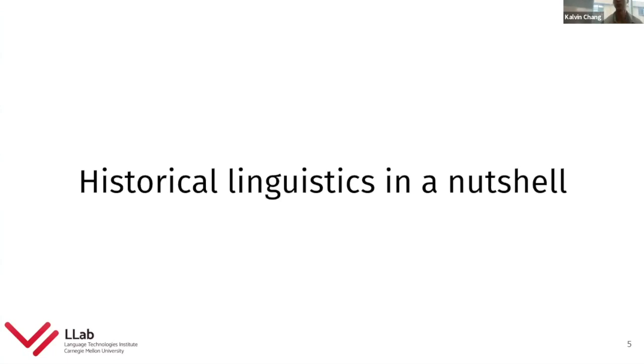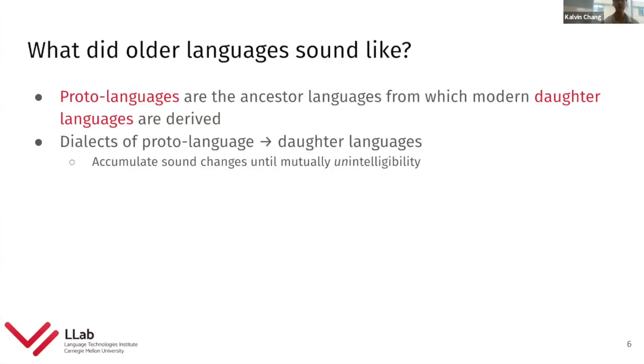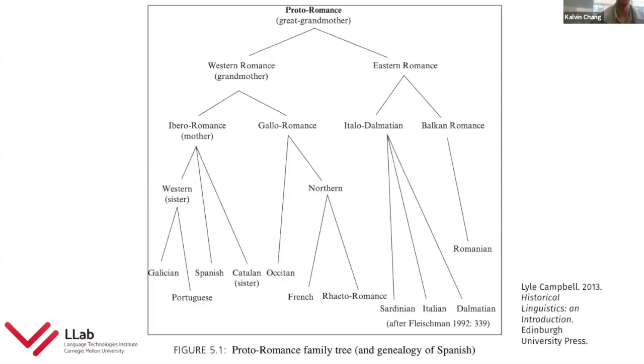So let's talk about historical linguistics in a nutshell. Historical linguistics seeks to answer the question, what did older languages sound like? So we call these older languages proto-languages, and these are the ancestor languages from which modern daughter languages descended. So what started as dialects of a proto-language accumulates sound changes over time until the dialects become mutually unintelligible and they become separate daughter languages. And of course, proto-languages are no longer spoken today, but we can infer what they sounded like using the comparative method.